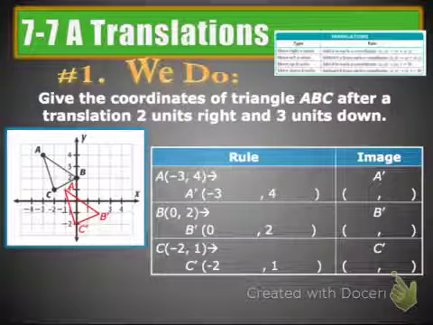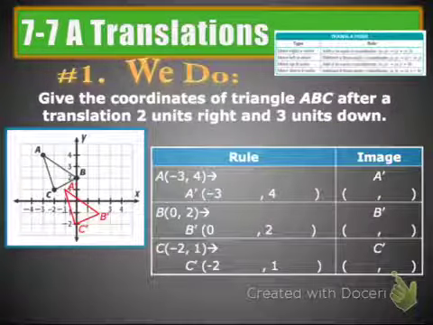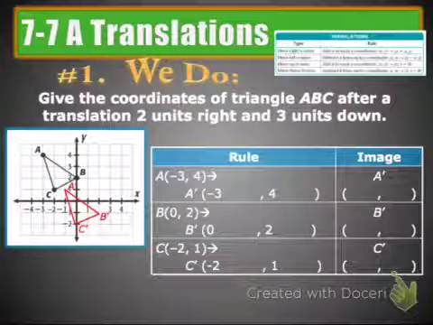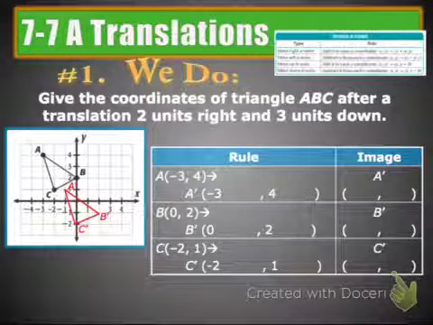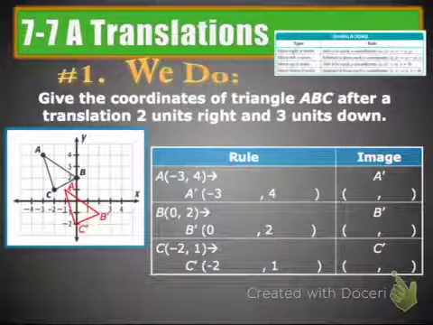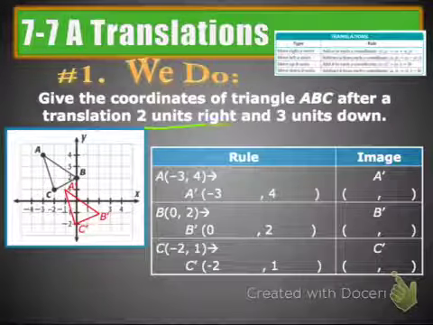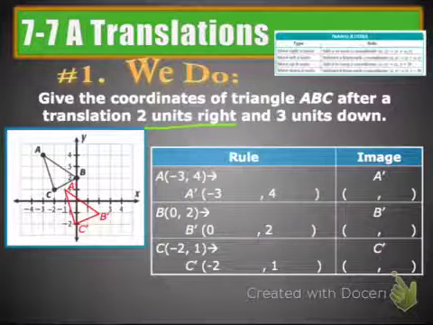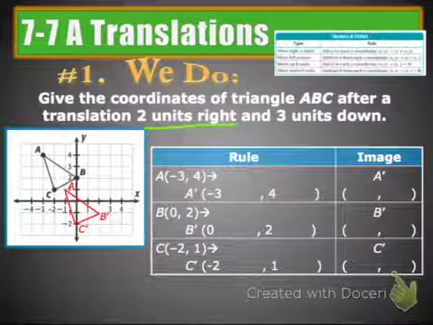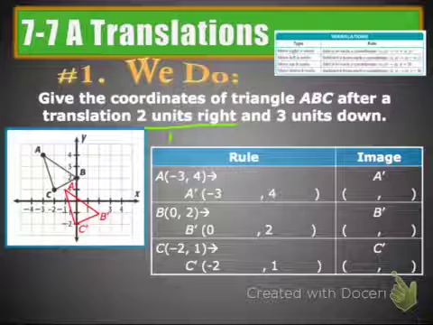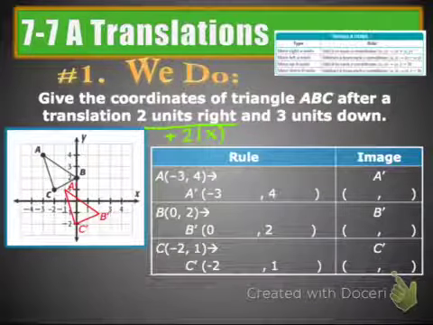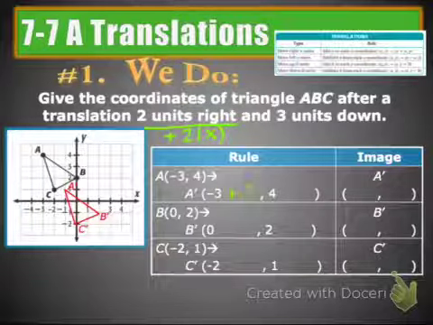Example number 1: give the coordinates of triangle ABC after a translation 2 units right and 3 units down. So the first part that we're going to look at is this 2 units right. Because we're going right, we're going to want to add 2 to each one of our x coordinates. To move right, we add. So our x coordinates, we're going to add 2.